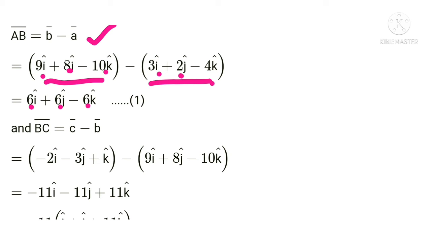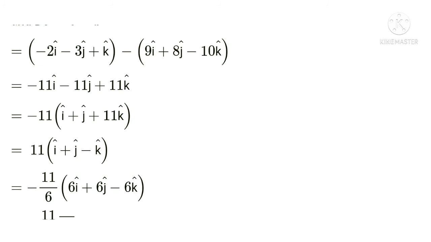Similarly, you find BC bar, C bar minus B bar, put the value of C bar and B bar. Minus 2i cap minus 9i cap is minus 11i cap, minus 3j cap minus 8j cap is minus 11j cap, k cap plus 10k cap is 11k cap. So here 11 gets common. What remains? Minus i cap minus j cap plus k cap.